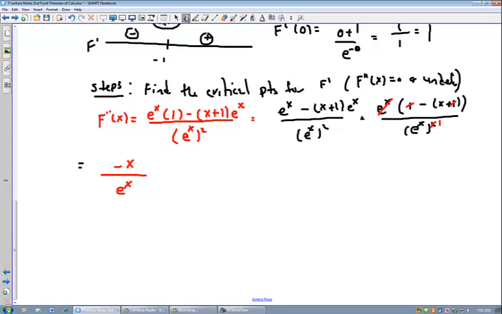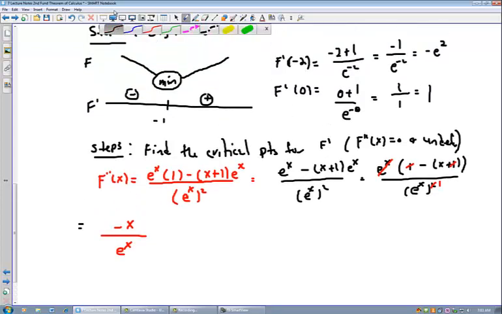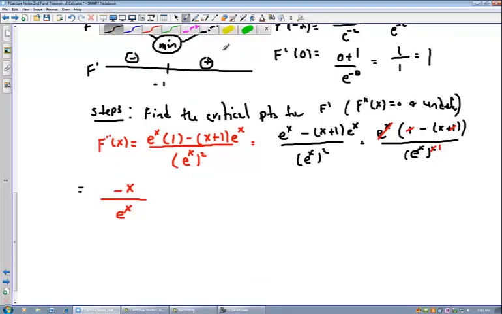So now, this is defined everywhere. So I don't have to worry about it being undefined. Why is it defined everywhere? Again, it does have a denominator, but the denominator is e to the x, which is never 0. There are no square roots, no even roots, and there are no ln's.